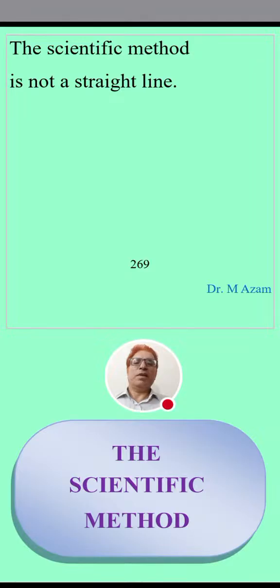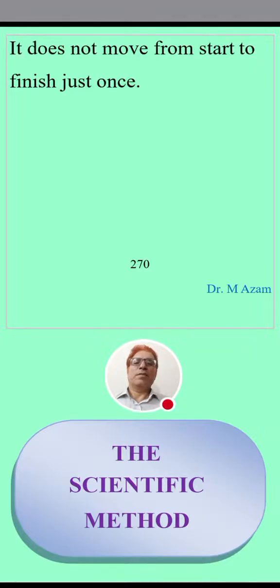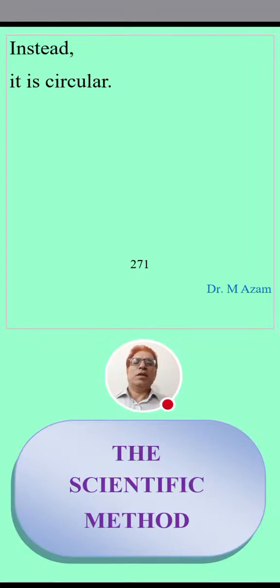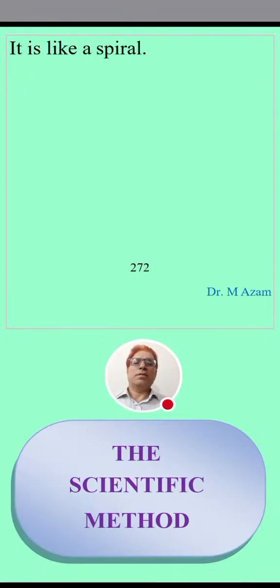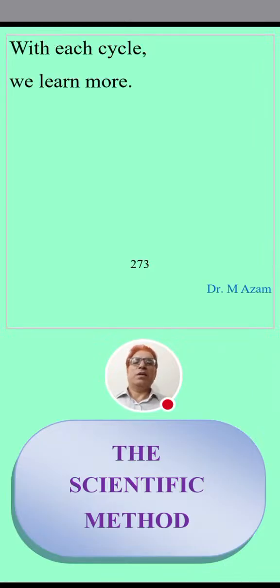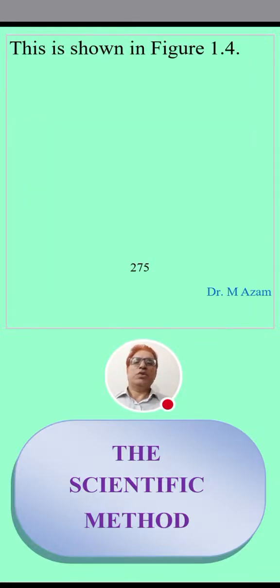The scientific method is not a straight line. It does not move from start to finish just once. Instead, it is circular. It is like a spiral. With each cycle, we learn more. With each cycle, knowledge grows. This is shown in figure 1.4 in your book.